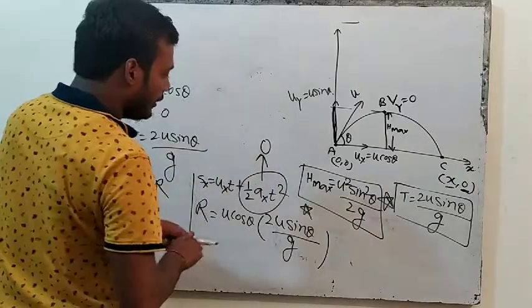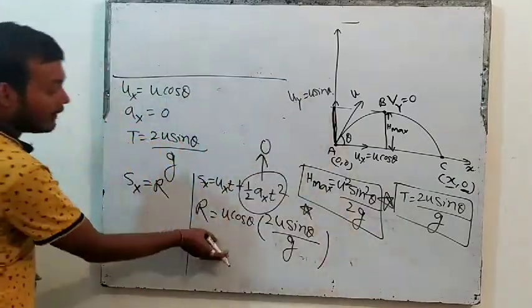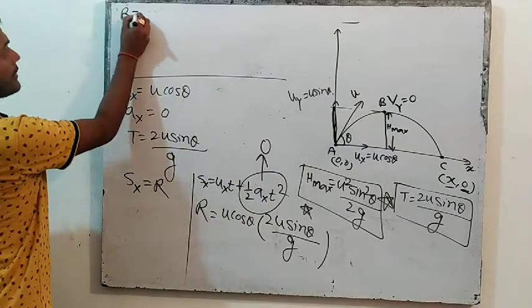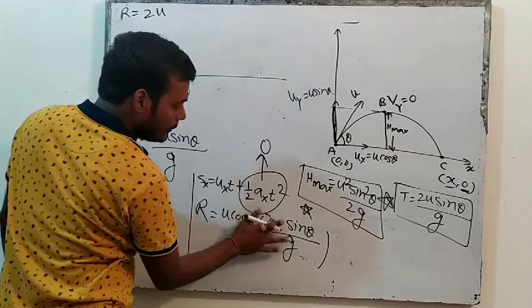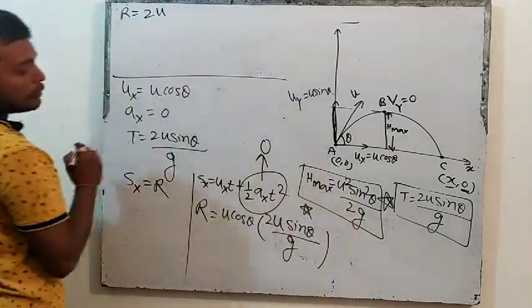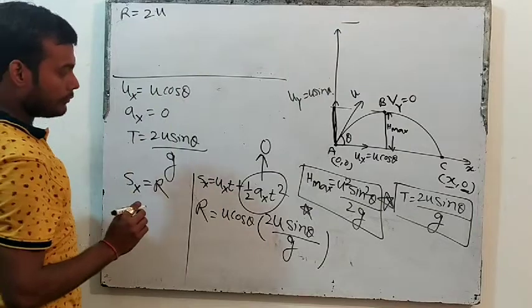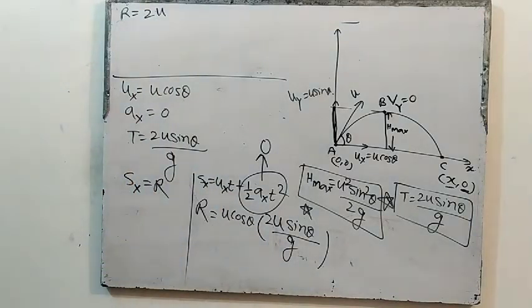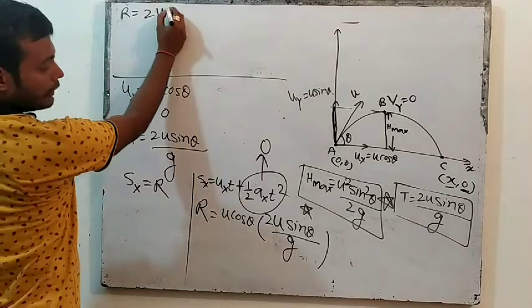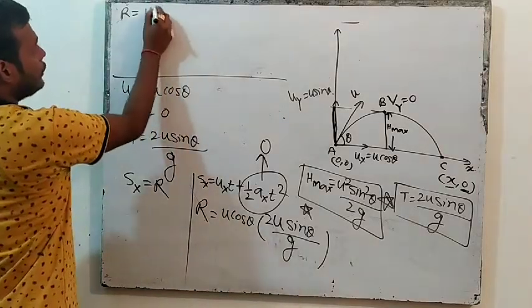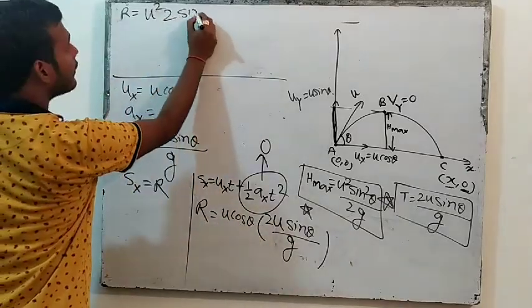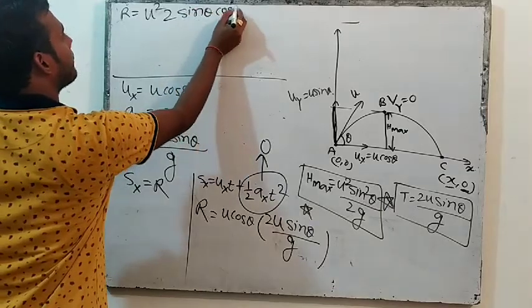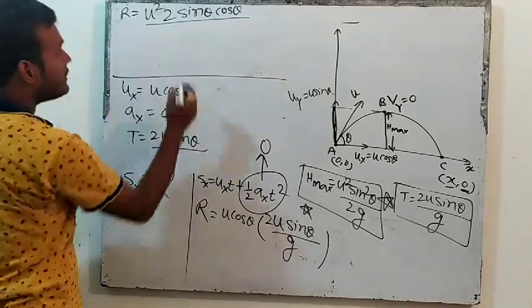Okay. Now see, I am writing from here to here. Length will become how much? 2u. This is u. This is u. 2u sin theta. 2u square, na? u square. This will be equal to 2u, u into u will be how much? u square. And this will be 2 sin theta cos theta divided by g.